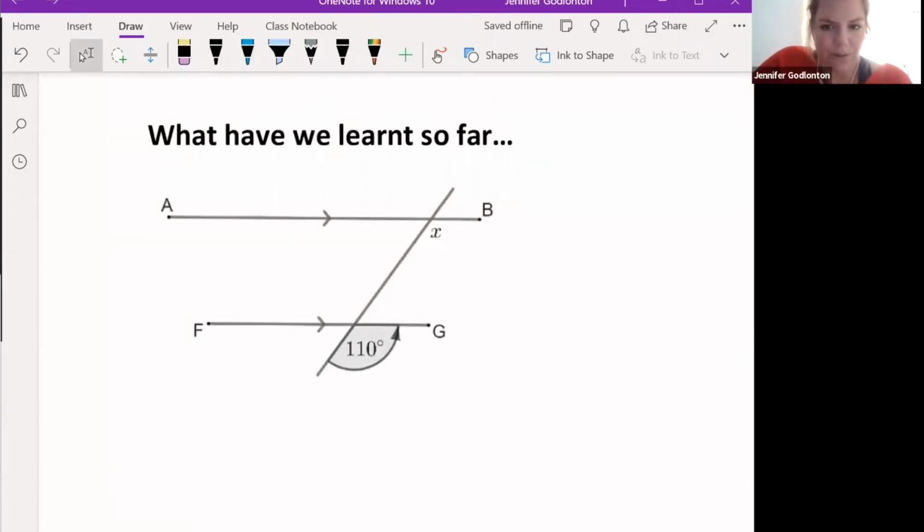These are our parallel line rules. Who can tell me what X is and what my reason would be for what X is? Madao, yes. What is X and what is my reason?